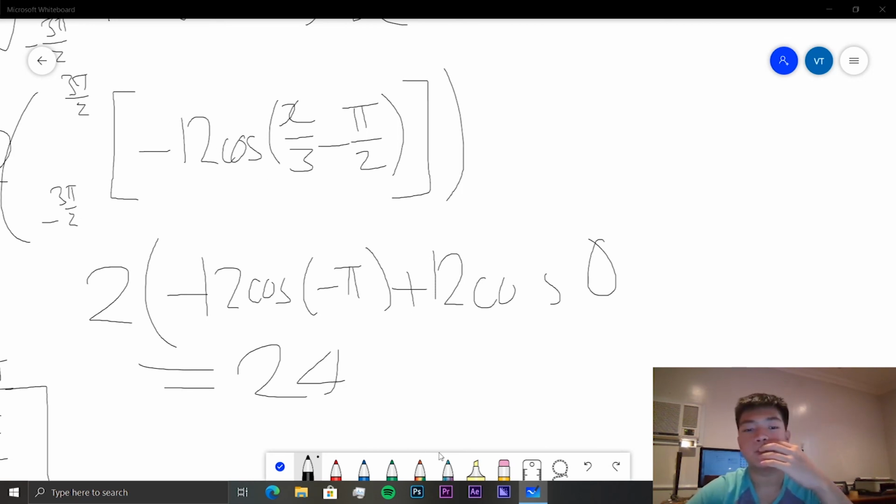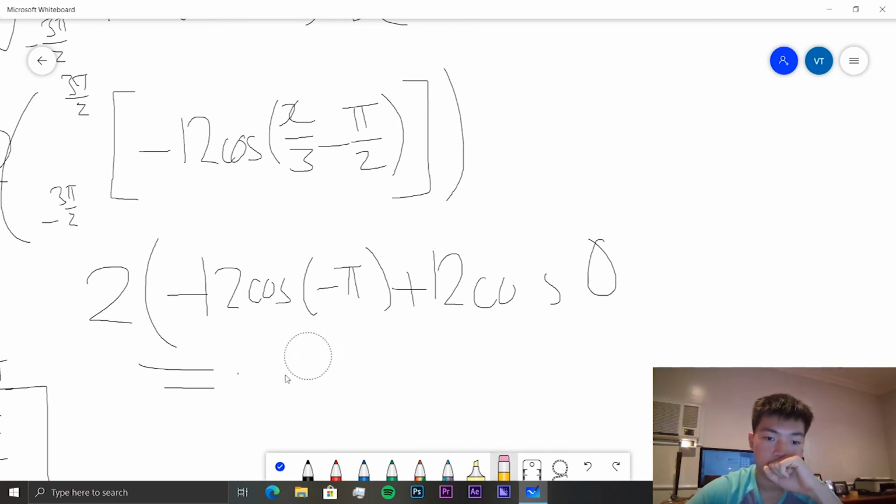Sorry, not 24. This should be 48. Because cosine of negative pi is negative 1. So this would be 12 plus 12, 24 times 2, which is 48. So yeah, that's the answer.